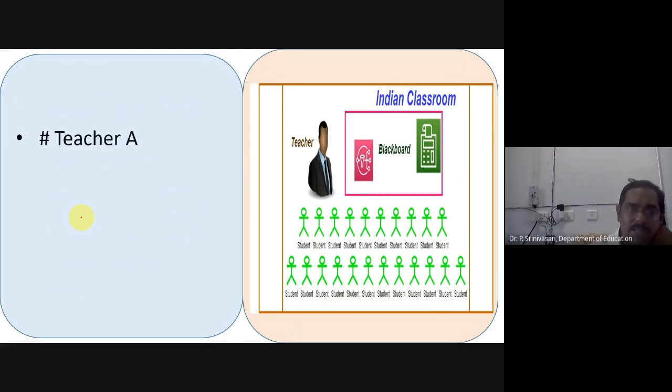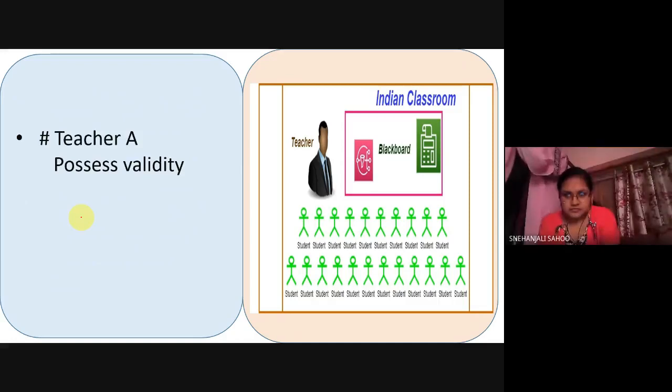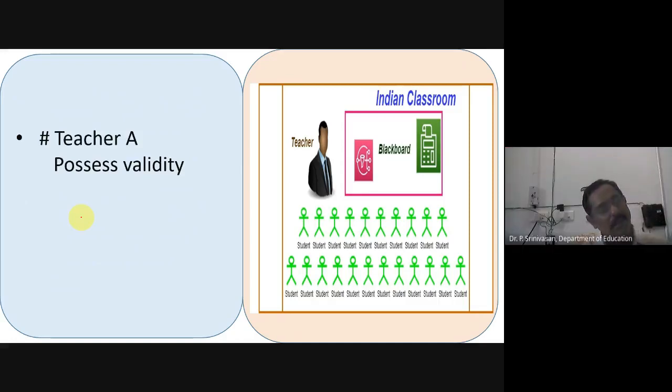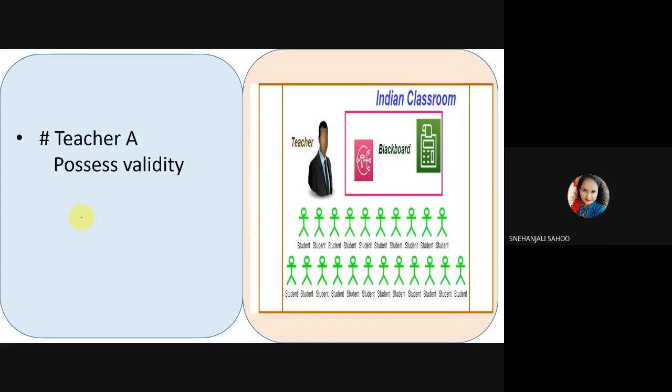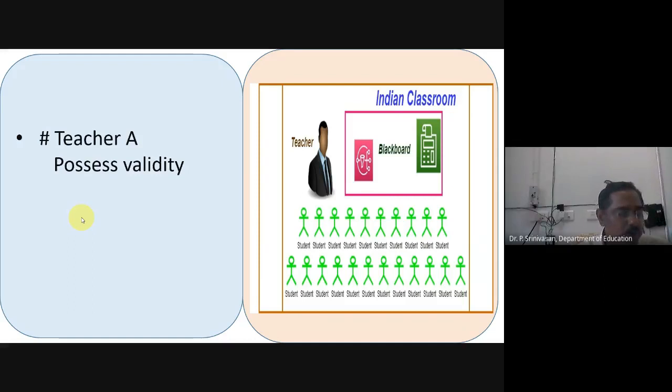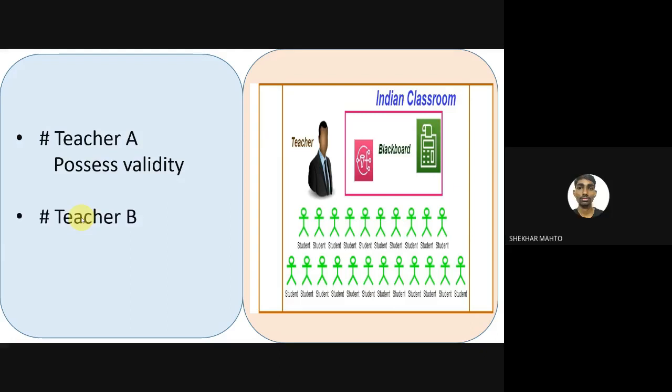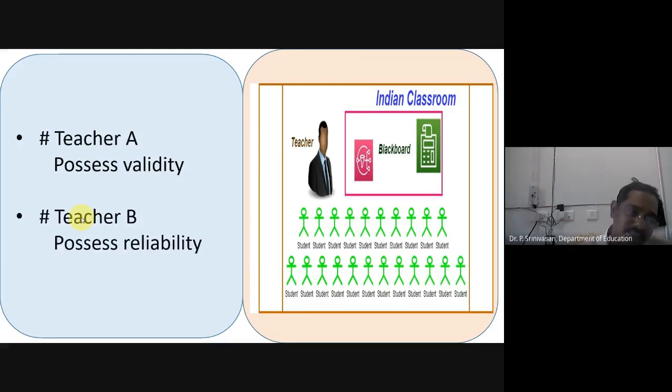Now you can get the answer. Teacher A possesses validity. What about teacher B? Can you guess? Yes, tell me. Even if it is wrong, no problem. Just interact. Reliability. Good. Reliability only, yes. Not validity. Correct. Reliability. Okay, this is the answer.